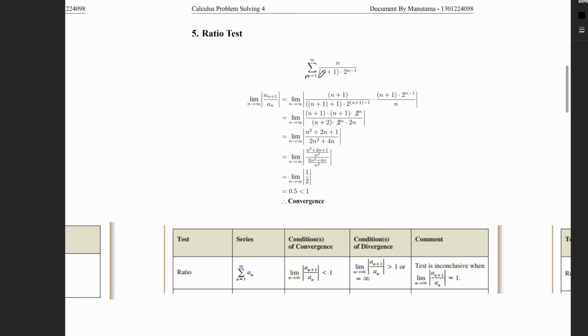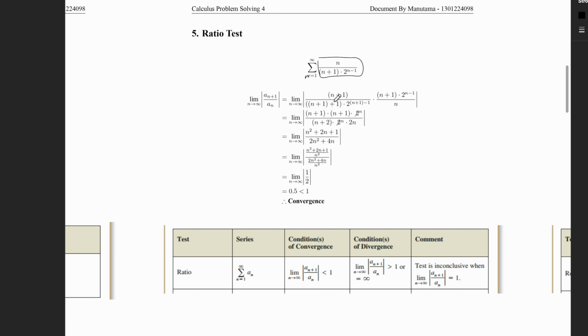We take a(n+1) divided by its function at n. So for n plus 1, we got n plus 1 over n plus 1 plus 1, because this is the n plus 1 form, and then 2 to the power of n plus 1 minus 1, and then times 1 over n. So it's basically flipping this, and then n plus 1 times 2 to the power of n minus 1 over n.